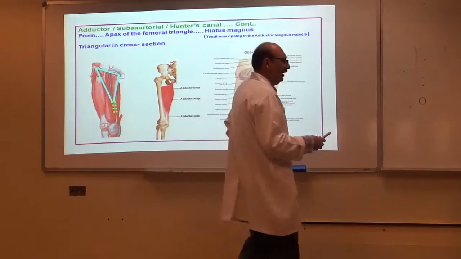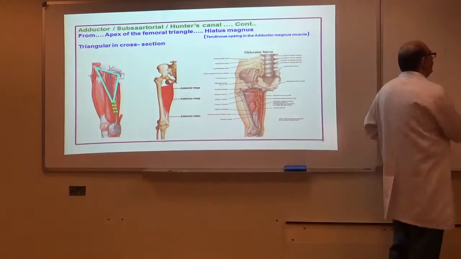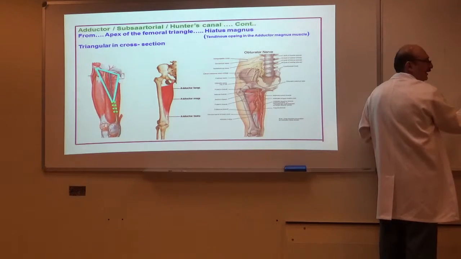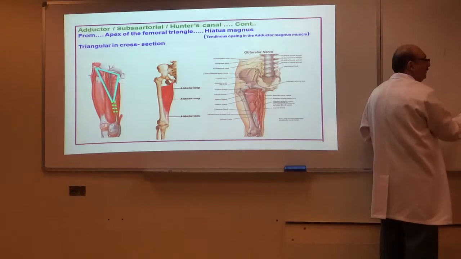What happens to the popliteal artery here? This is the femoral artery, this is the femoral triangle. Here is the femoral artery in the subsartorial canal. It will reach hiatus magnus. Now it is called the popliteal artery. Once it reaches the popliteal fossa, it will divide into many branches for the knee. We will deal with it today.